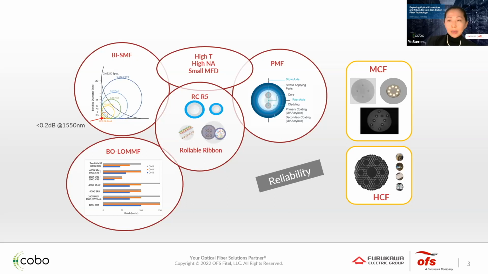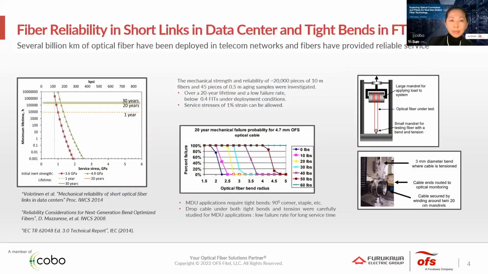And on the right are two types of more future looking fiber technologies, multicore fiber and hollow-core fiber. There are lots of R&D efforts on the multicore fiber. And the hollow-core fiber is actually commercialized, with field deployment. Regarding the OBO, that's a very small, short reach, short length application. The reliability and splicing of those bending sensitive hollow-core fibers remain to be addressed.